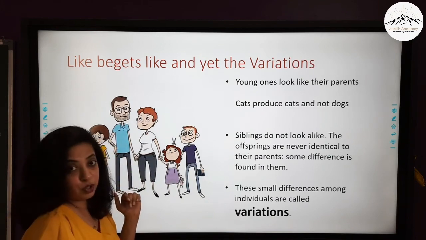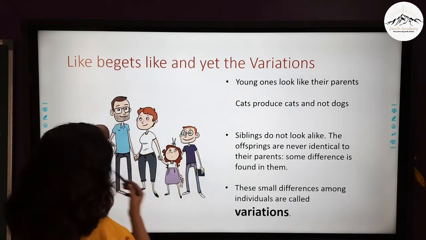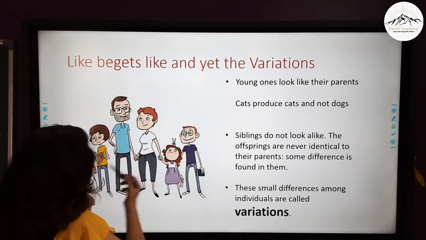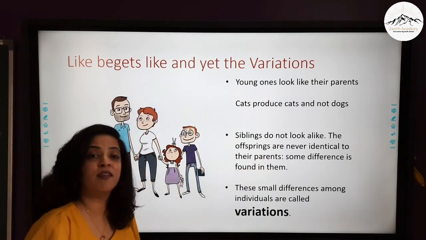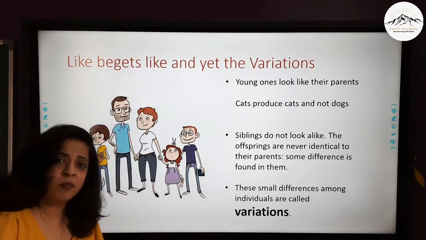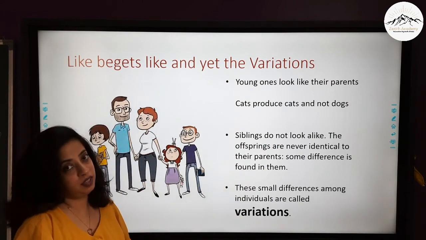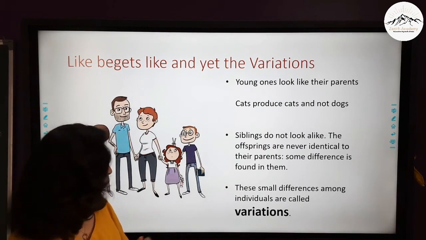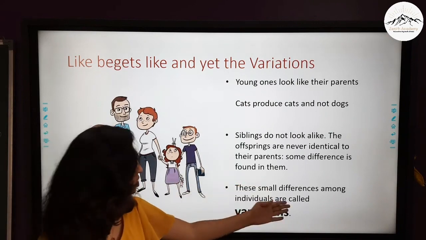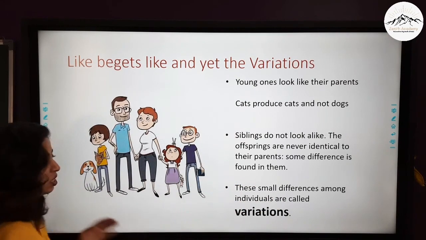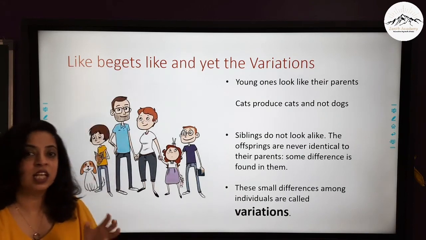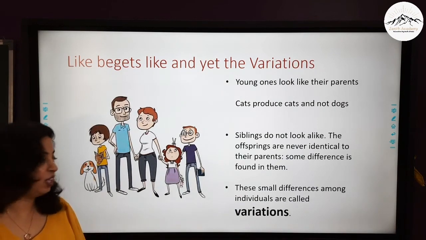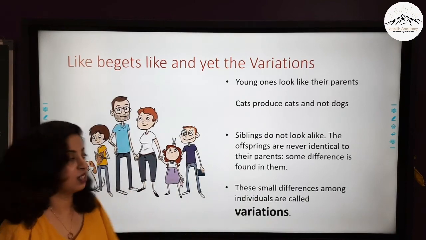But also you should remember that all the siblings, you can see they look like their parents, but all the 3 siblings do not look alike. The offspring are never identical to their parents. Some difference is always found between them, however minute it may be. So these small differences among these individuals are called variations. So these small differences which make every individual different are called variations.